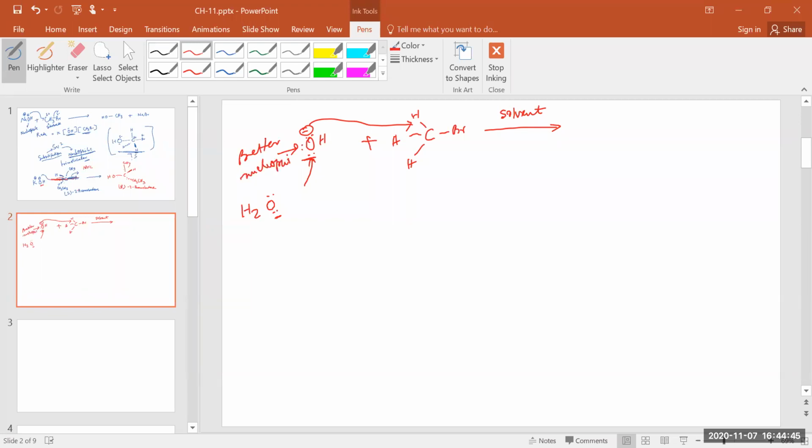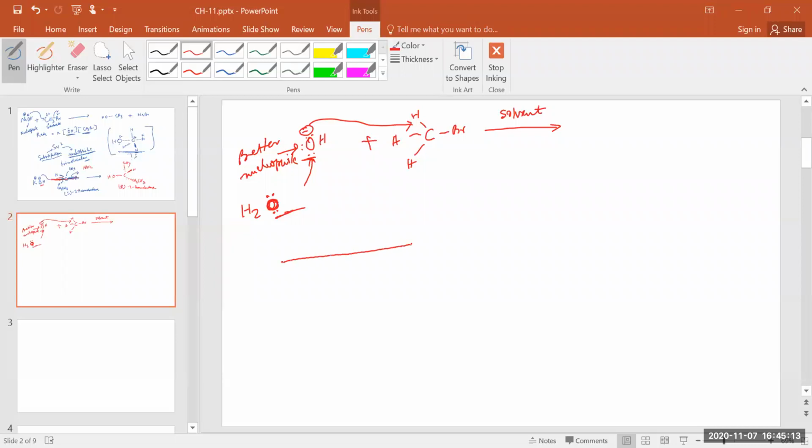Okay. And another criterion for a nucleophile is that the atom should be less electronegative. Less electronegative means these electrons will be more free, loosely bound, so that will react faster. So that gives the idea in a periodic table.